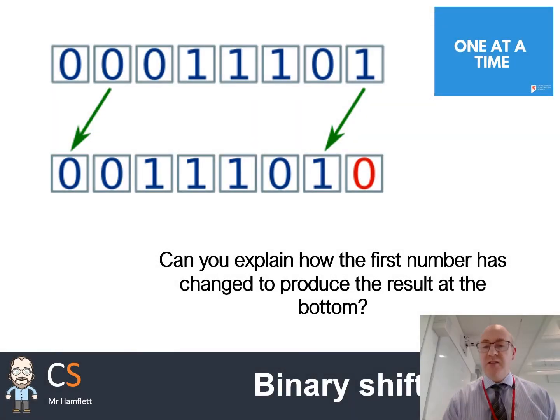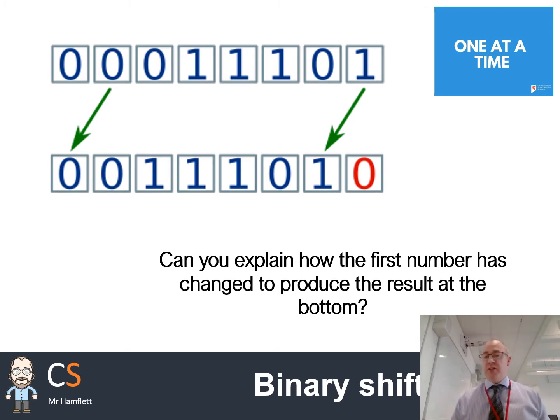So I'm going to be looking at something known as binary shift. This is a continuation of our work on binary. So far in binary, we have looked at how to convert numbers to and from binary. We've looked at how to store characters in binary using character encoding, and also we've learned how to store images.